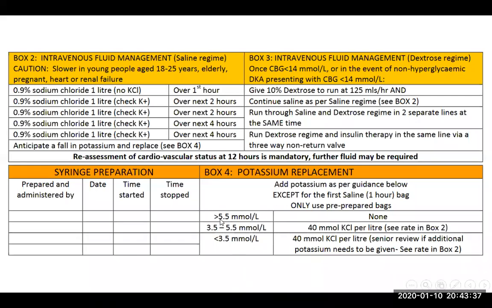If serum potassium is more than 5.5, no potassium is needed. If less than 3.5, we must correct the hypokalemia and ask for senior review if additional potassium needs to be given. And between 3.5 and 5.5, we must replace with 40 millimole per liter potassium.